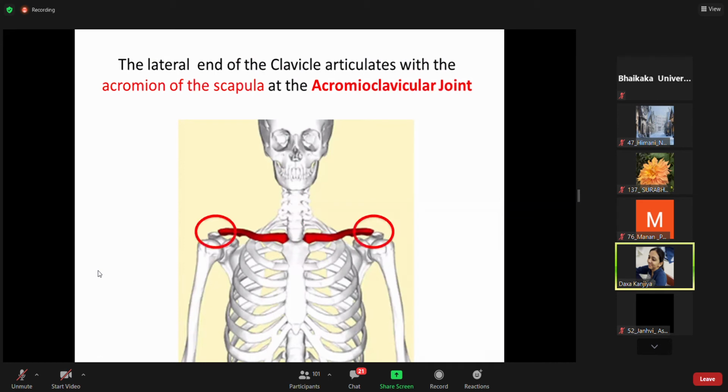Then laterally, acromioclavicular joint. Okay. So I will not go into detail of each bone, but I will tell you the important questions and important areas of that particular bone of the upper limb. Okay.